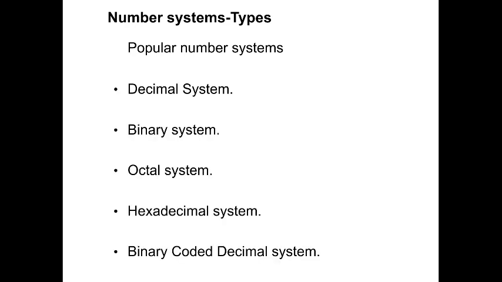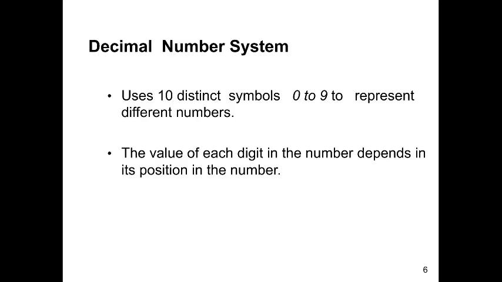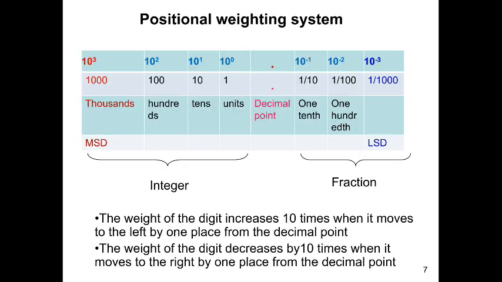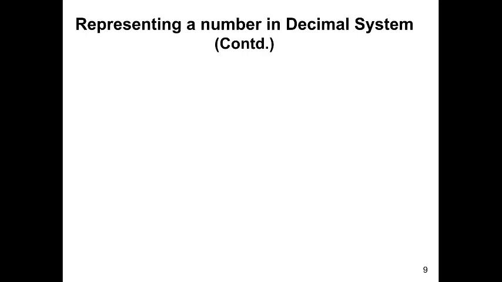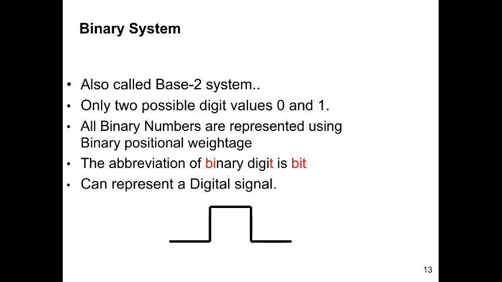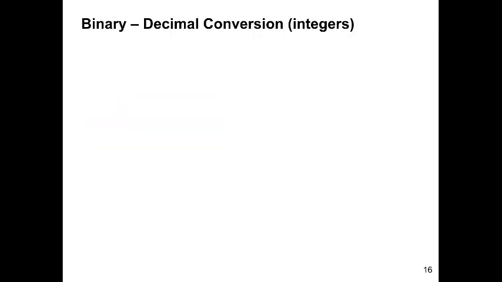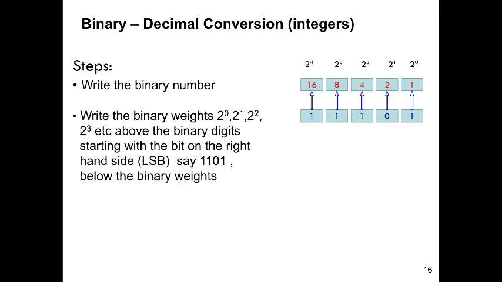So, these are the different types of number systems: decimal, binary, octal, hexa. You know what is radix. Then these are the positional weights. This was the decimal number representation and this was the binary system, so binary positional weights. This was a thing which we have seen in the previous video.